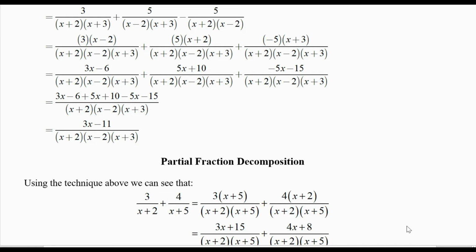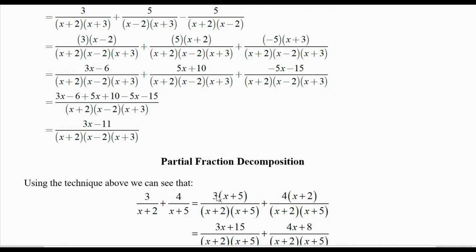In this video, we're going to be talking about the technique of partial fraction decomposition. In the last video, we quickly reviewed how we could add fractions, and let's go over that again. So we have 3 over x plus 2 plus 4 over x plus 5. We factor the denominators. These are prime denominators, so we leave them like they are. And we get a common denominator.